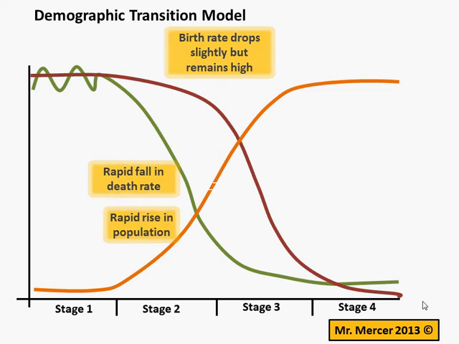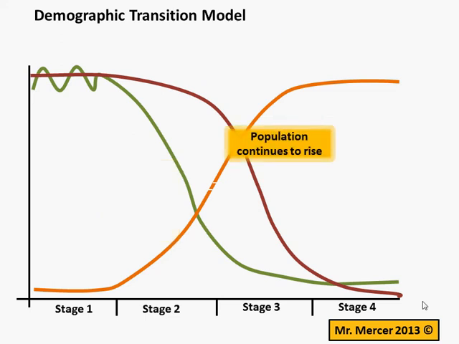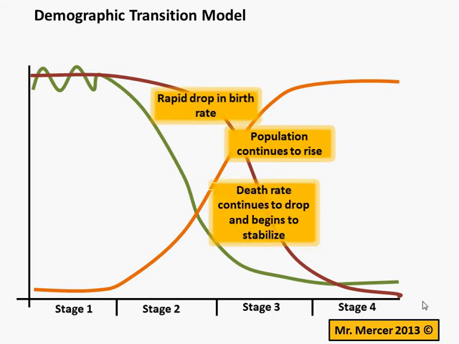Stage 3. The population continues to rise. There's a rapid drop in the birth rate, and the death rate continues to drop, but begins to stabilise. Now in stage 3, what we're dealing with here is Britain in kind of 1870 on to midway through the 1900s, something like that. In other words, Britain is fully industrialised.